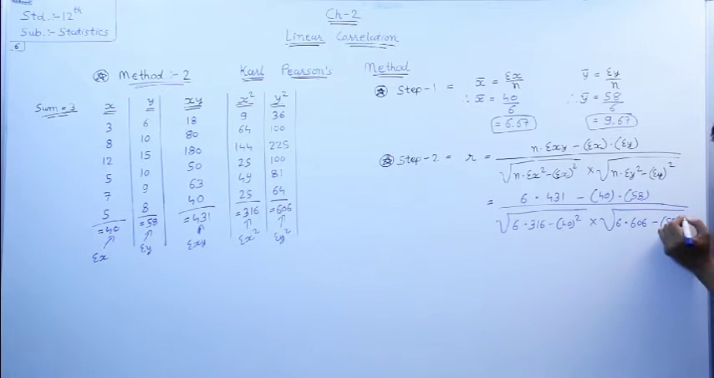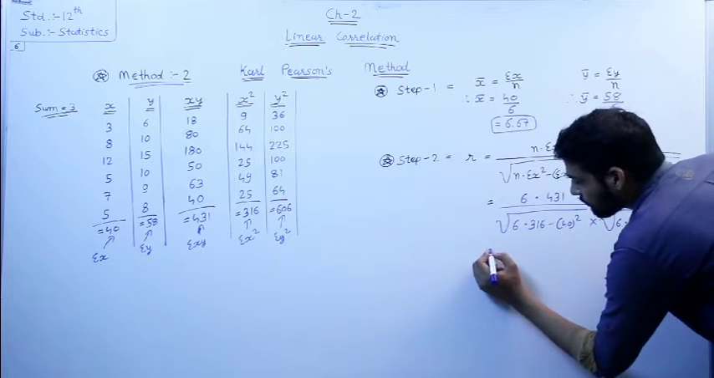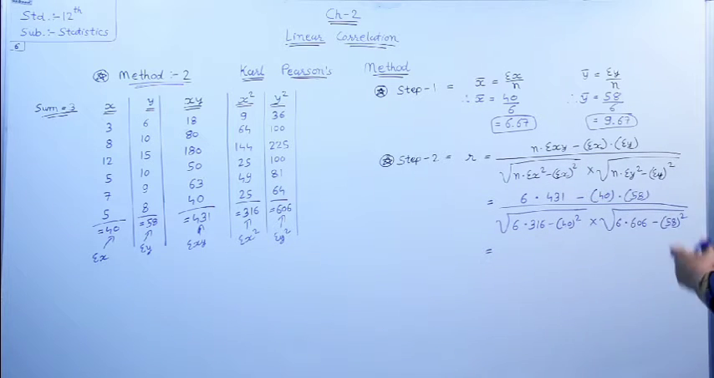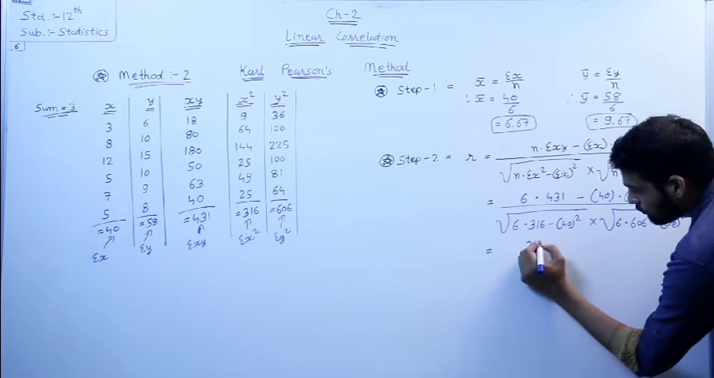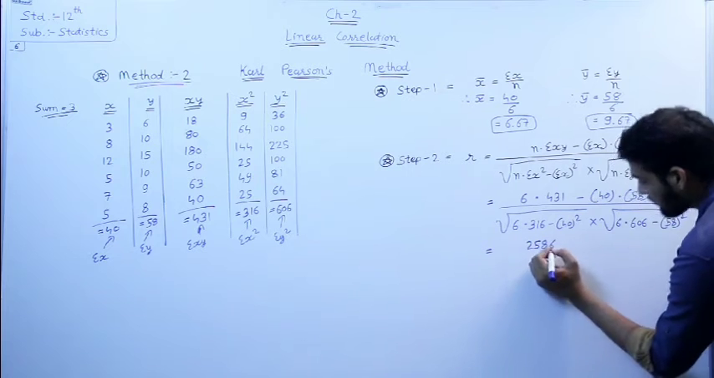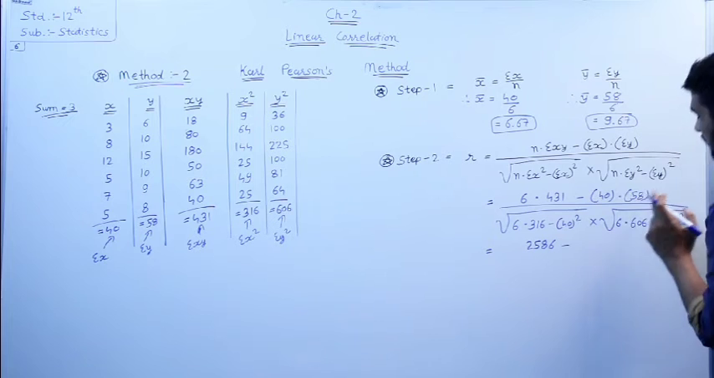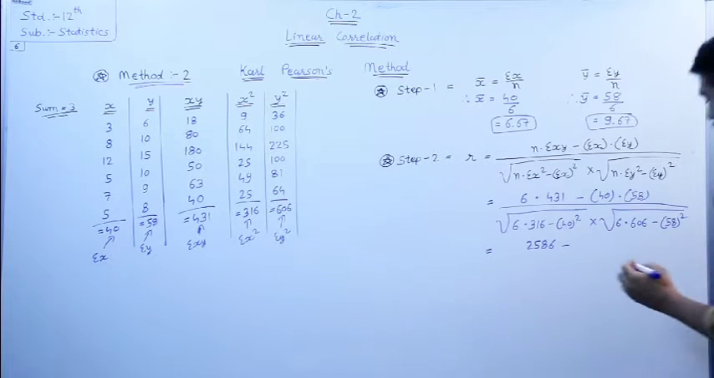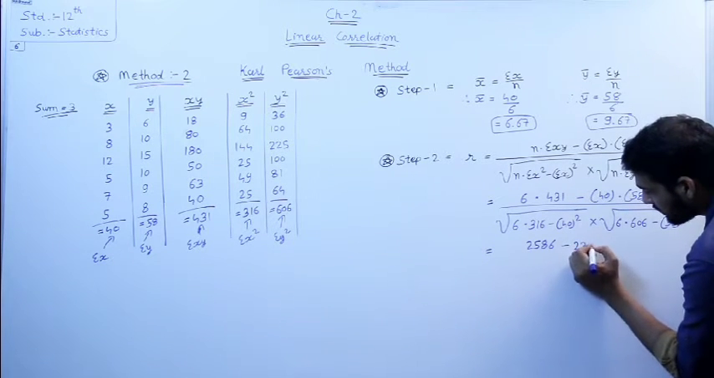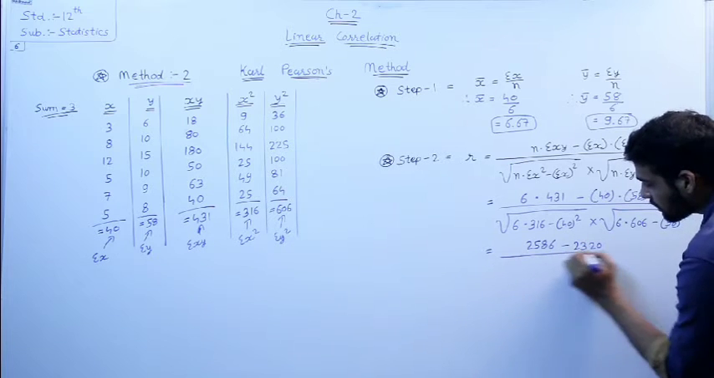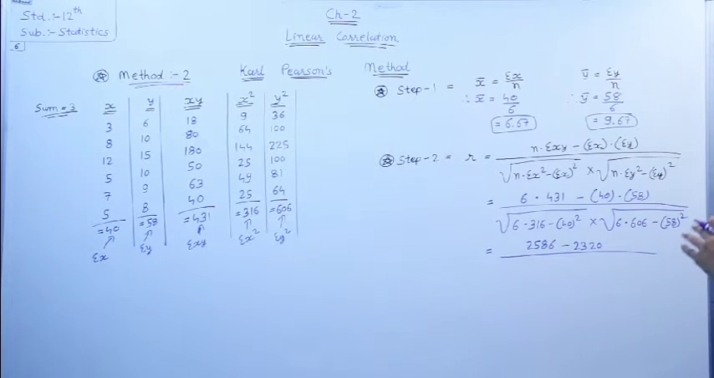58 whole square. Okay, so first we do the simpler form of the numerator. So 6 multiplied by 431, that means 2586. Okay, and the multiplication of 40 and 58, so our answer is 2321. So here the simplified form is completed for the numerator, and now we do the simpler form for the denominator.